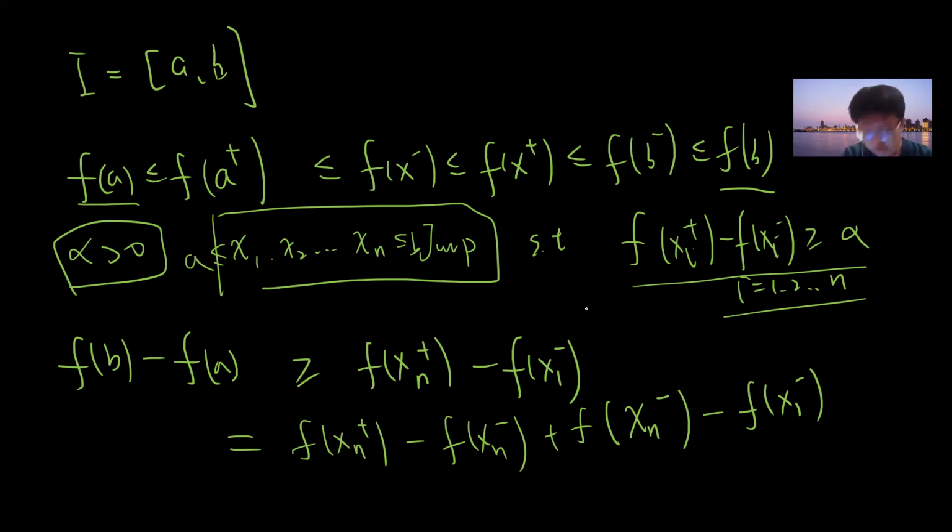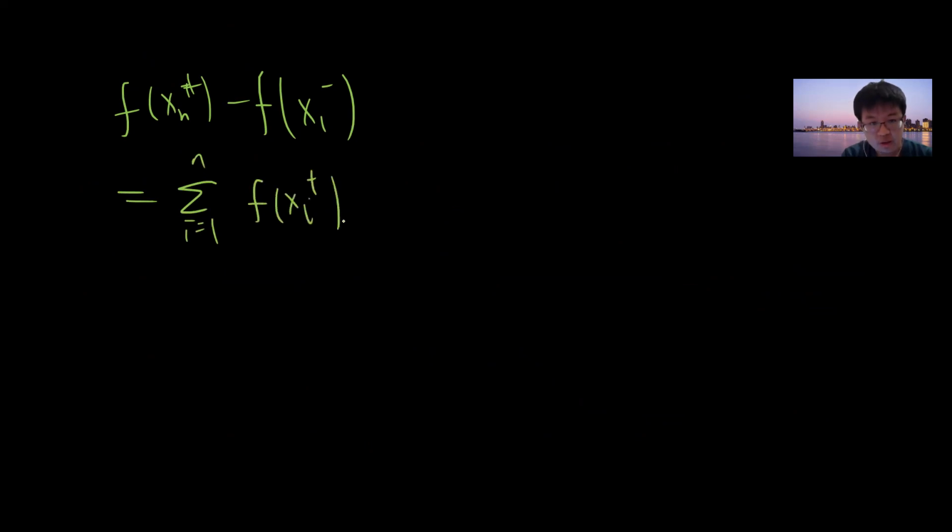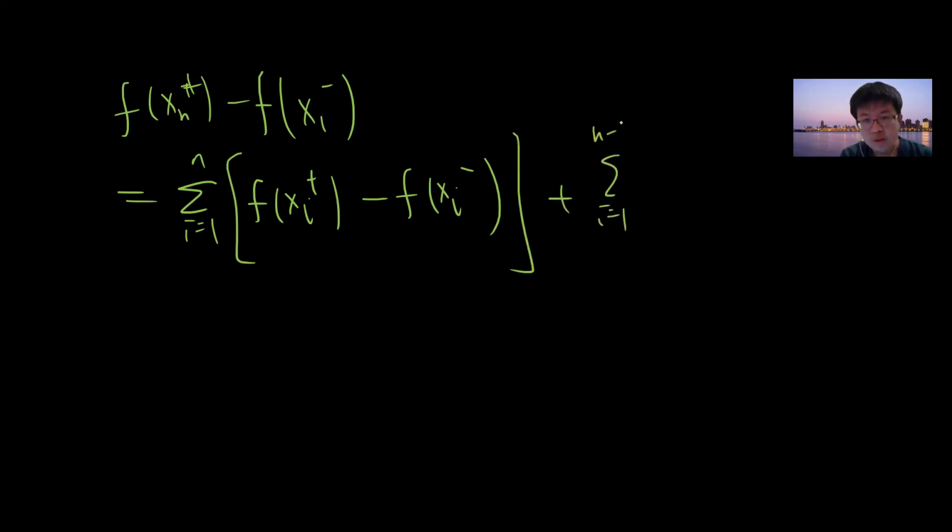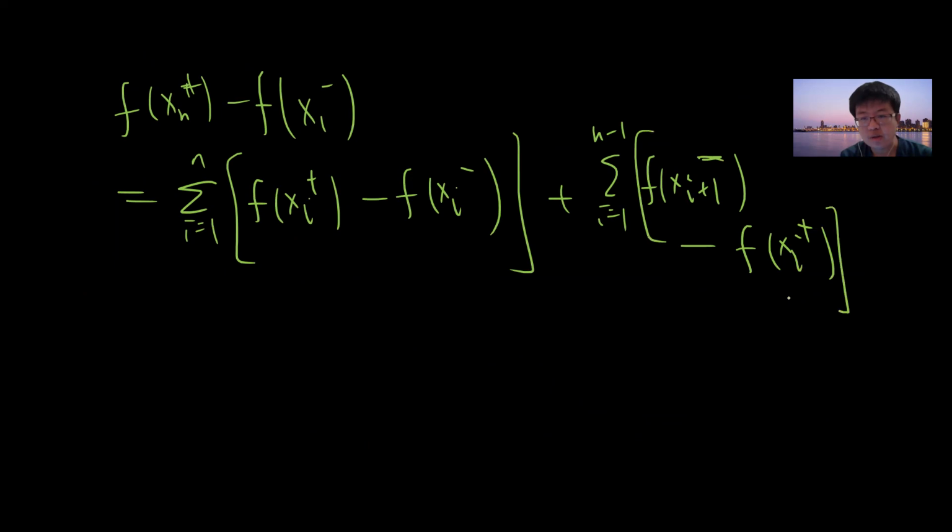So let's write this more systematically. I can write it as the sum from i equals 1 to n of f(xi+) minus f(xi-), plus the sum from i equals 1 to n minus 1 of f(xi+) minus f(x(i+1)-). Okay, you can check it.